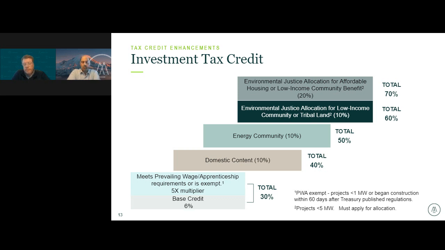And then the last two are the two bonus credits that you actually do have to apply for. Those are what are termed in the industry environmental justice allocation. There's a 10% adder for being located in a low-income community or located on tribal land. And if the community benefit from your project goes to a low-income community or is located on an affordable housing complex, you can actually get a 20% benefit.